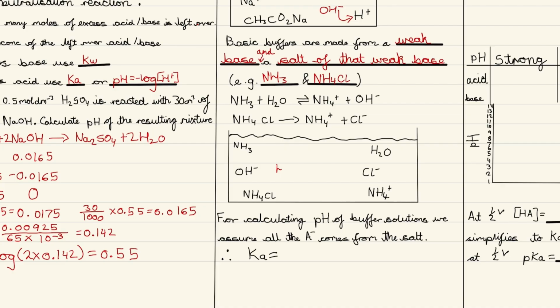Now what happens is that when we add H+ into the mixture, that's going to react with the OH-, and so the equilibrium shifts to the right, and this reforms all the OH- that we've lost. And when we add OH-, that's going to react with the NH4+, and equilibrium is going to shift to the left to lose all the OH- that we've just added.